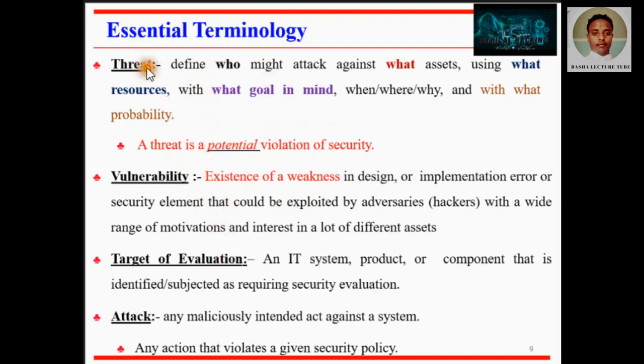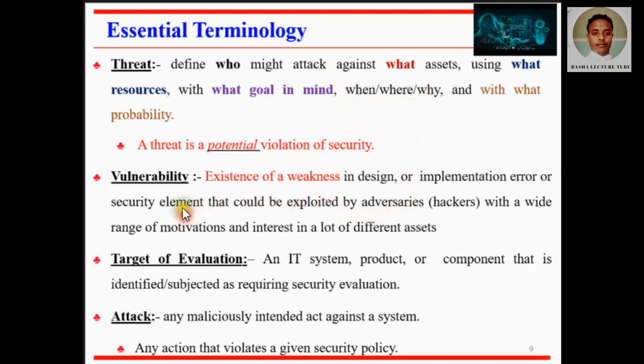As you know, threat appears in different security courses like information security, network security, or database security. Threat is defined as who makes an attack against what assets, using what resources, with what goal in mind, when, where, why, and with what probability. It is a potential violation of security. Threat means what can be done on your assets to violate your network or information security policies.